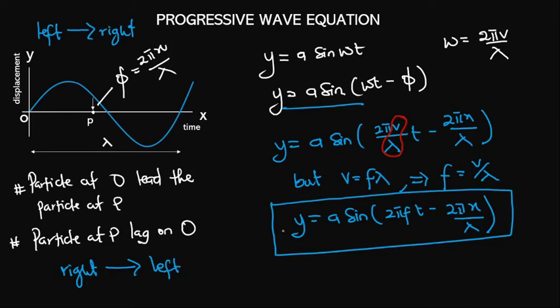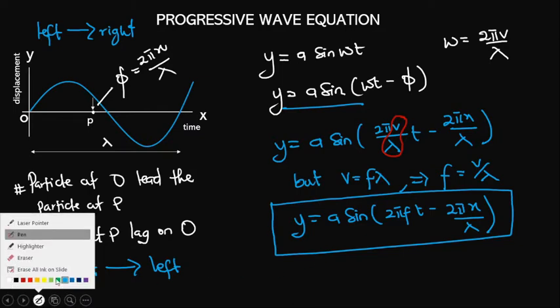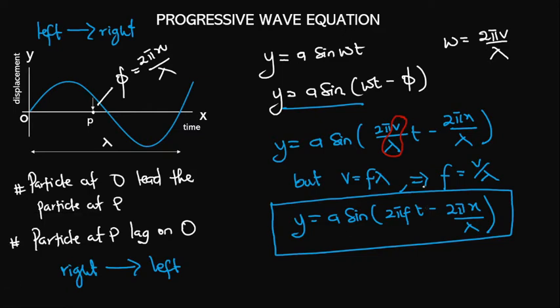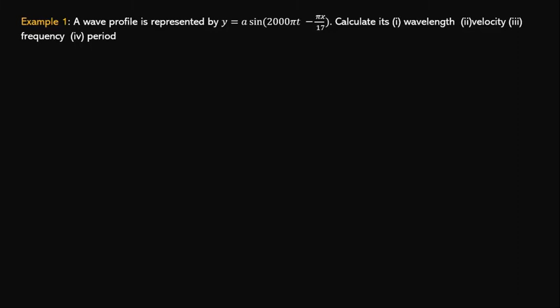Okay, so if that happens, the only thing that changes in this progressive wave equation is that instead of having negative over here, it becomes positive, because we need to add the phase angle. So from left to right, or that is in the opposite direction, we have the equation y equals a sine into brackets 2 pi ft plus 2 pi x on lambda, or wavelength.